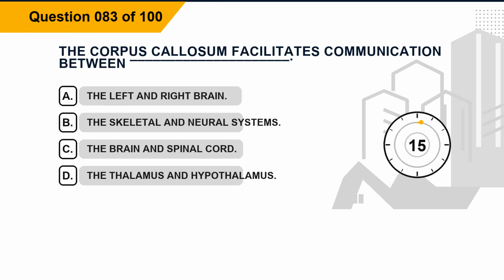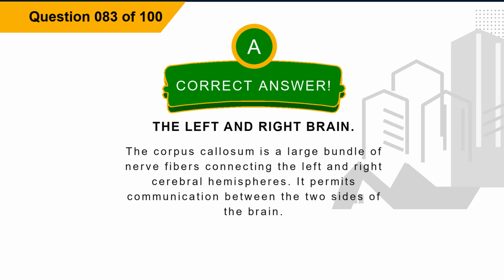Question 83. The corpus callosum facilitates communication between blank. Option A, the left and right brain. Option B, the skeletal and neural systems. Option C, the brain and spinal cord. Option D, the thalamus and hypothalamus. The correct answer is option A, the left and right brain. Explanation. The corpus callosum is a large bundle of nerve fibers connecting the left and right cerebral hemispheres. It permits communication between the two sides of the brain.